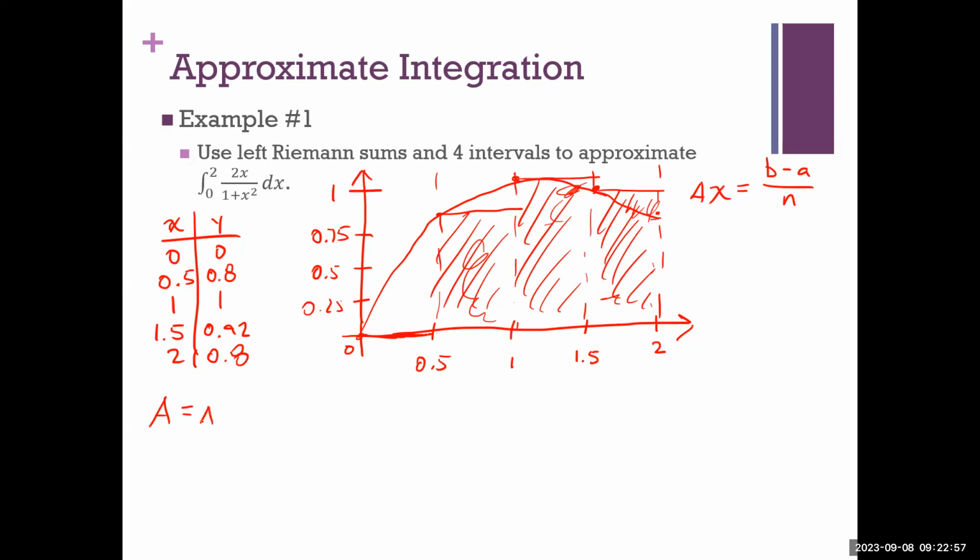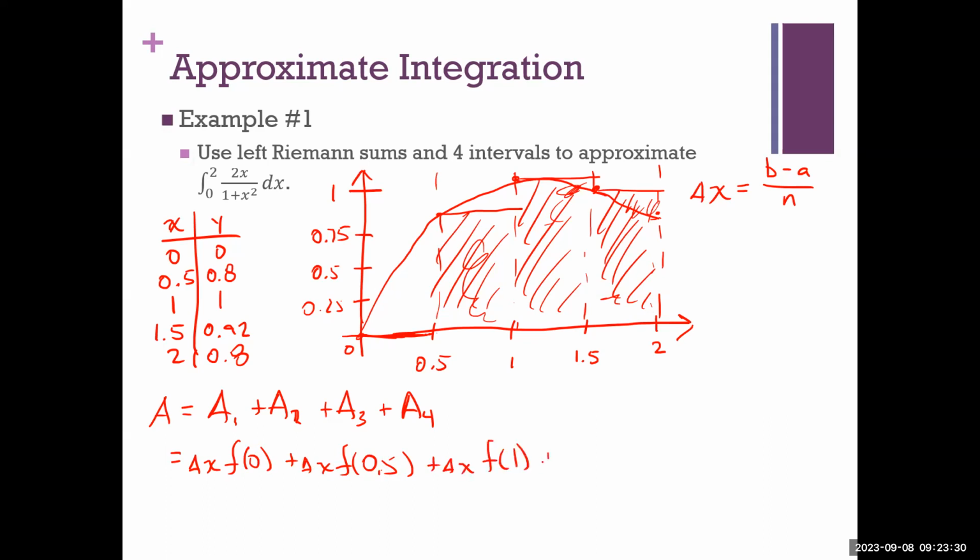So my area is going to be that delta x times. Actually, let's look at this first. The area is going to be equal to area 1 plus area 2 plus area 3 plus area 4. So the first area is going to be delta x times f of what value? F of 0, right? Plus delta x times f of 0.5 plus delta x times f of 1 plus delta x times f of 1.5.